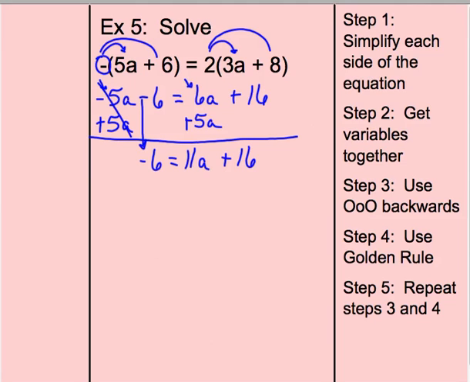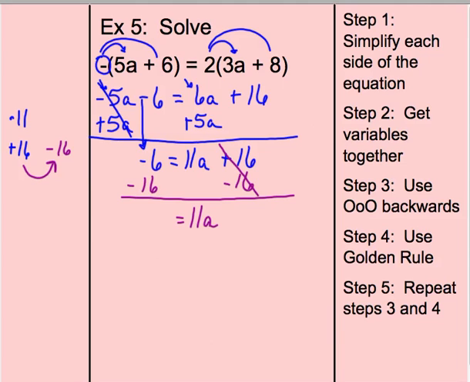So now I'm going to take a look at order of operations. I'm on step 3. If I knew what a was and I substituted a value in, I would first multiply by 11 and then add 16. Working backwards to cancel, I'm going to subtract 16 from both sides. Why did I subtract 16? To cancel my positive 16, bringing down my 11a. Negative 6 plus negative 16, don't forget our subtracting rule, add the opposite, gives me a negative 22.